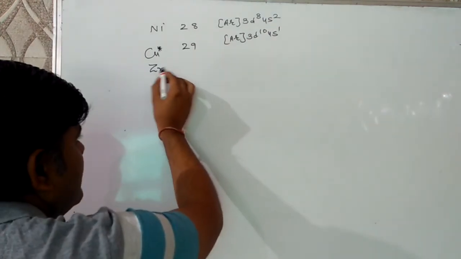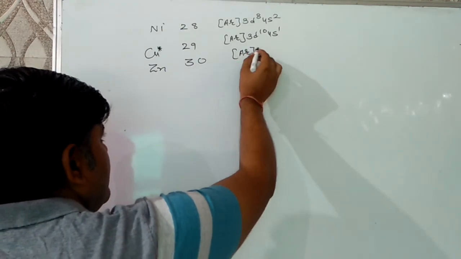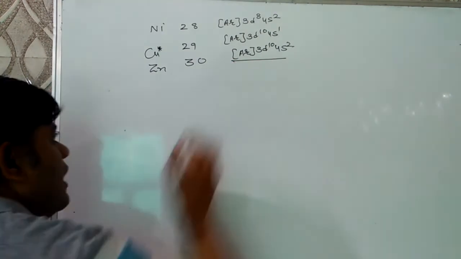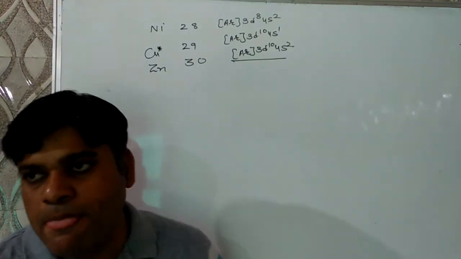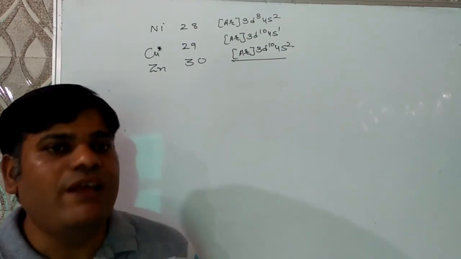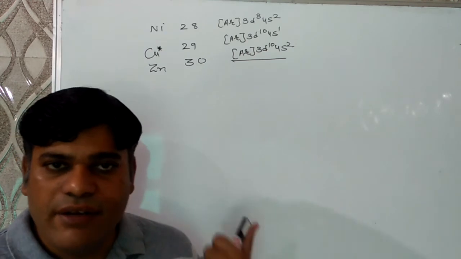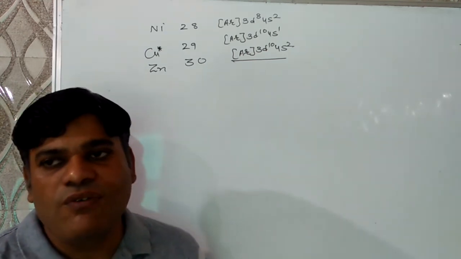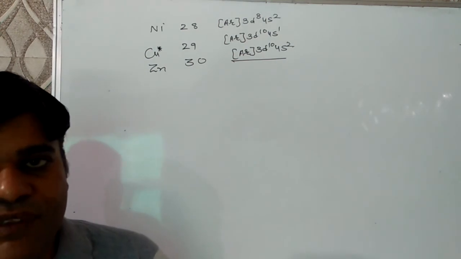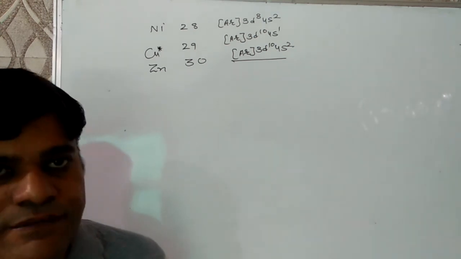And the last one is zinc, atomic number 30. Argon 3d10 4s2. We have to remember the electronic configuration of all elements, but the first 30 are very important. I have discussed the first 30. Tomorrow we will discuss the whole periodic table. I will discuss group wise and then each element.